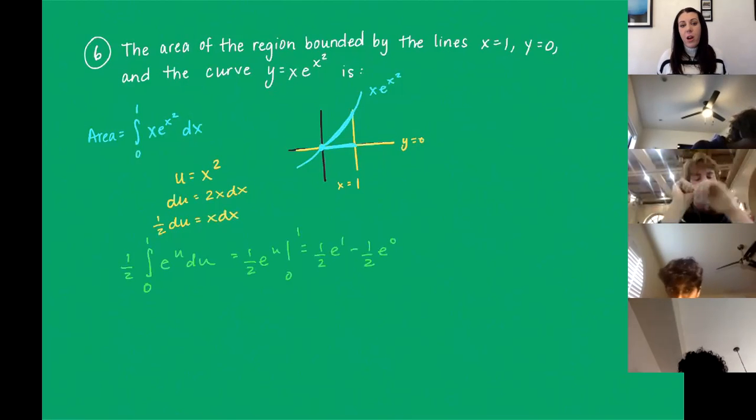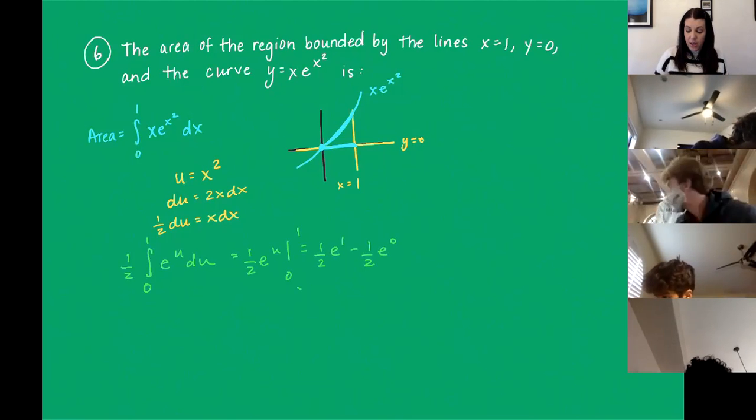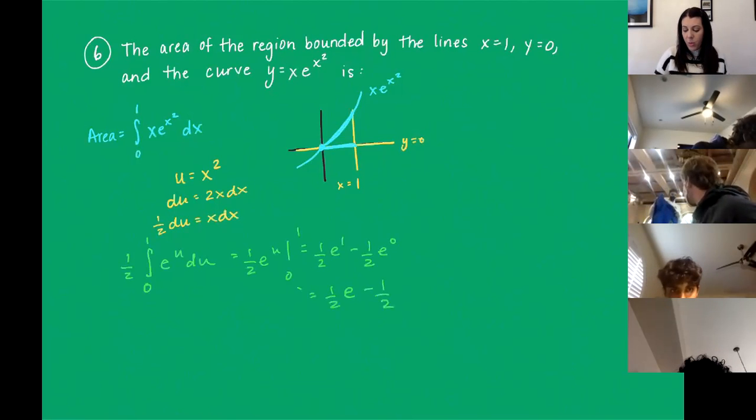A lot of you get very, very comfortable with when that bottom bound is 0, you stop thinking about it and stop plugging it in. You have to be careful on this problem because e to the 0 is not the same as like 0 squared. It doesn't just go away. You don't get a 0, right? E to the 0 is technically 1. So we have 1/2 e minus 1/2. And I think the way that they wrote this final answer was like e minus 1 over 2.